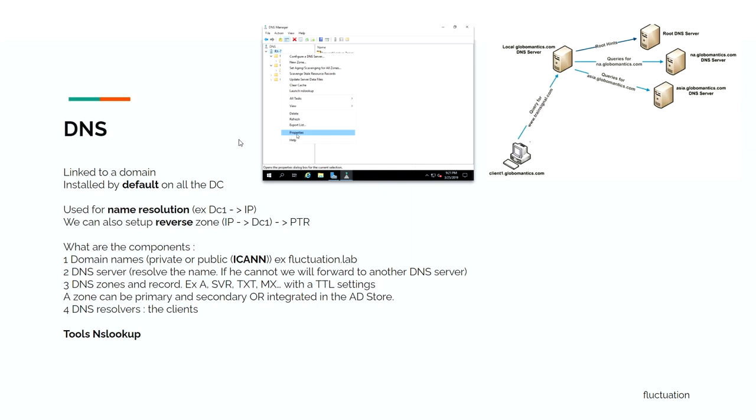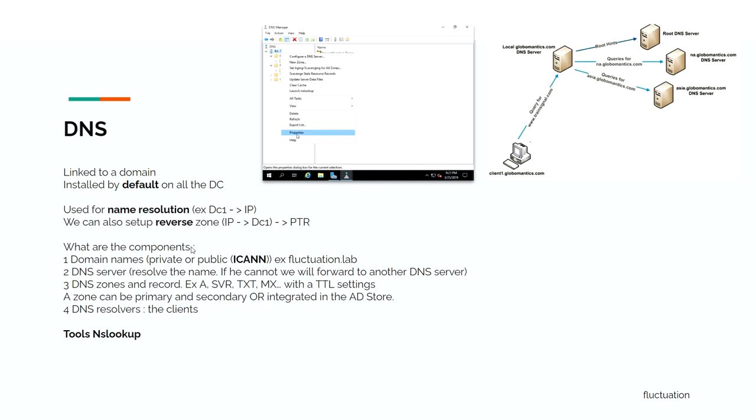When you install your first DC, it's installed by default, okay? And it's used for name resolution. The first goal of DNS is to link a computer name to an IP address. But you can also do a reverse. What is a reverse zone? It's the pointer, meaning that from an IP you can find the computer name. And we talk about PTR. So PTR is a way that you can have this reverse zone.